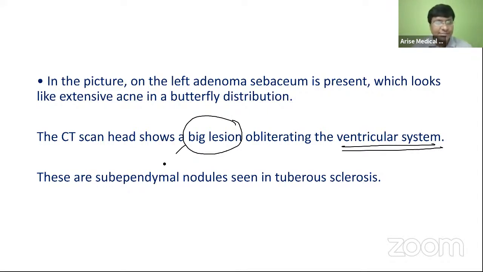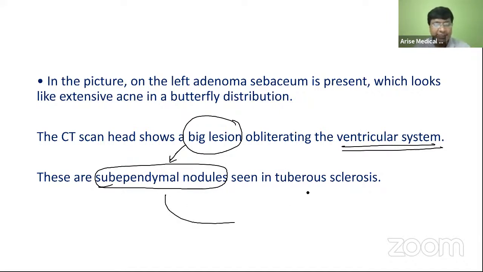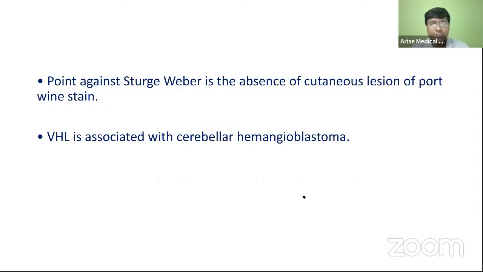And what is this lesion? It is nothing but subependymal nodules. And these subependymal nodules are seen in case of tuberous sclerosis, okay? Right. Now, in case of Sturge-Weber syndrome, what is that you will have?